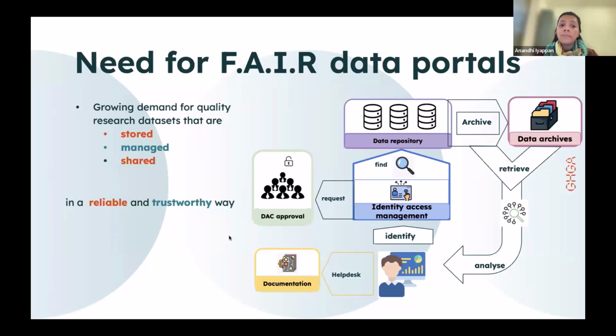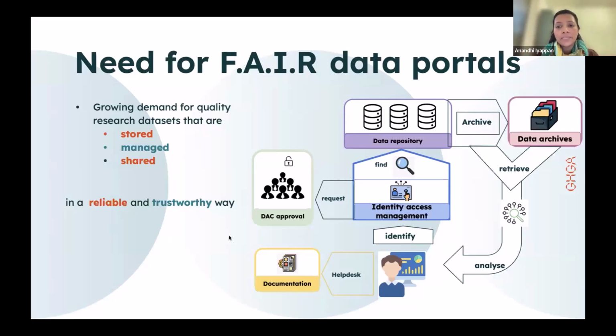It's not just about keeping them, storing them and managing them, but also coming up with stronger infrastructures where that data can be shared in a reliable and trustworthy manner, so that there is some credibility to the data that is being produced and submitted to a particular data portal. This clearly differentiates between generic open data portals and FAIR data portals.